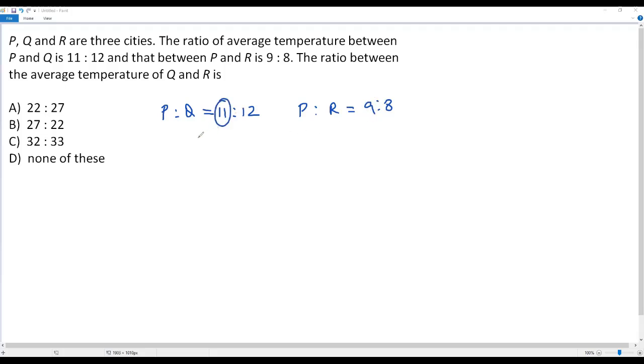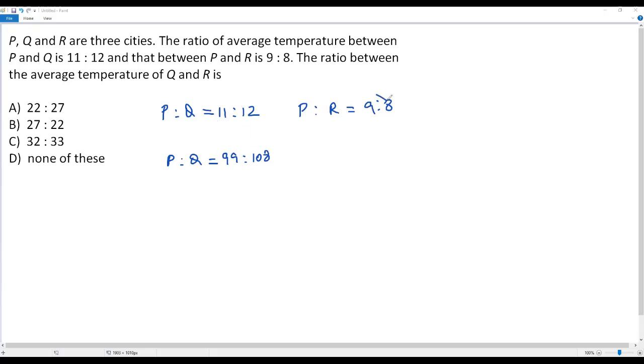Okay, so to make this 11 as 99, what should I do? I have to multiply both the terms of this ratio by 9 so that it will become 99. Okay, now let me write this over here. P to Q equals, so to make this number 11 into 99, I have to multiply by 9. When I do so, I have to multiply both the terms of the ratio by 9. So I'm getting 99. When I multiply this 12 by 9, I'm getting 108. In a ratio, if I multiply or divide both the terms by the same non-zero number, the resulting ratio will always be equal to the original ratio. So here, when I multiply both the terms by 9, I'm getting the ratio 99 to 108. This is equal to the original ratio 11 to 12.